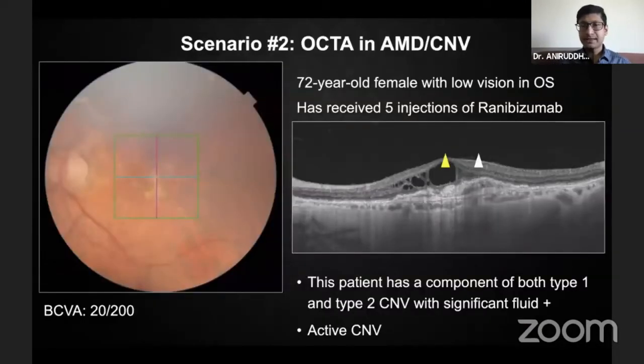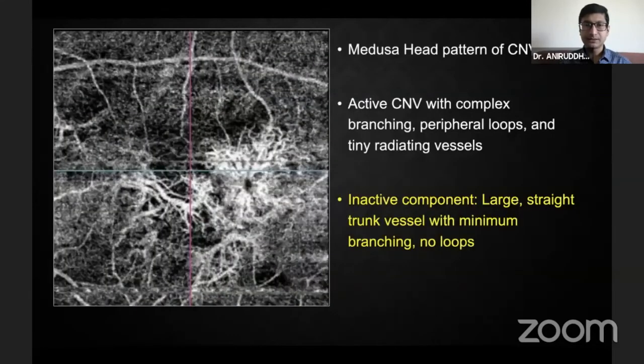The second situation is AMD and CNV. This is a 72-year-old female who has received injections in the past, and there is intraretinal fluid and a CNV, and you realize that there are two components in this CNV. One is the Medusa head pattern, which is an active part, with multiple branching, tiny radiating vessels, and you have this inactive component, which is a large trunk vessel with minimal branching and no loops.